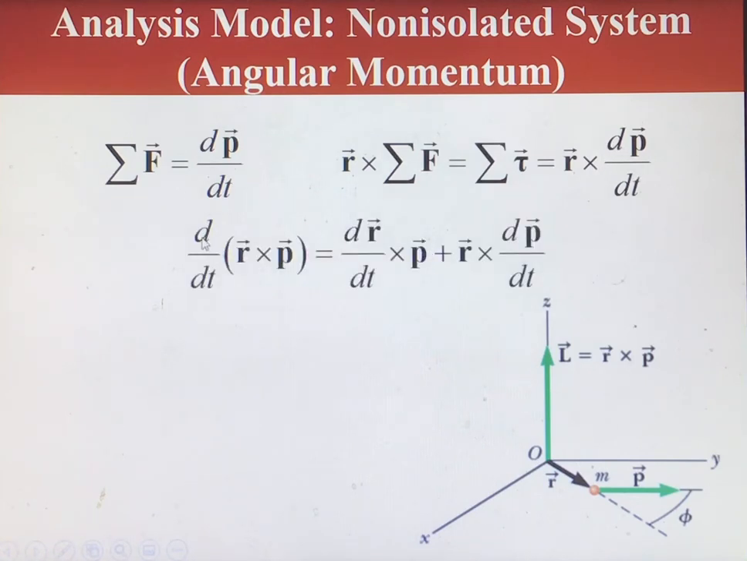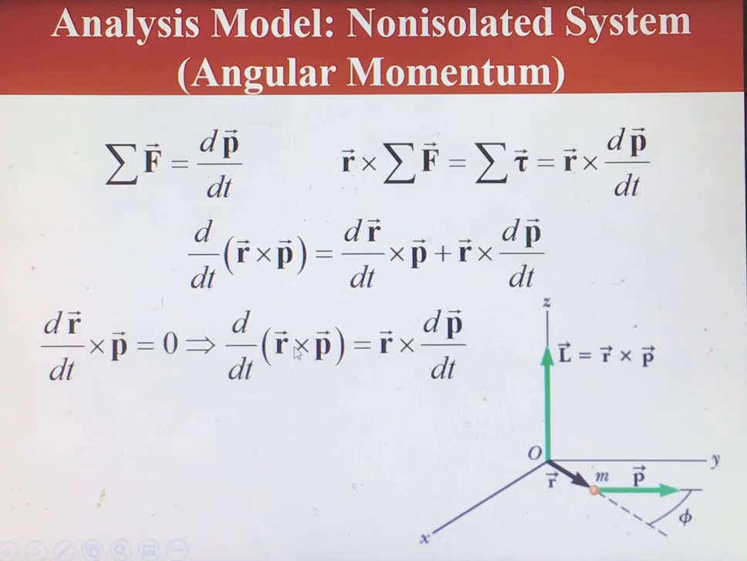Now, if we take the derivative of the cross product, we use this formula right here. It's the derivative of the displacement vector with respect to time, cross the momentum vector, plus the displacement vector cross the derivative of the momentum vector with respect to time. Now, dr by dt gives me the velocity, and because the velocity is pointing in the same direction as the momentum vector, this cross product is equal to 0. So this derivative is just equal to this quantity right here.